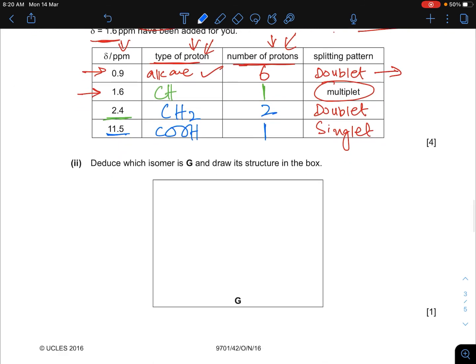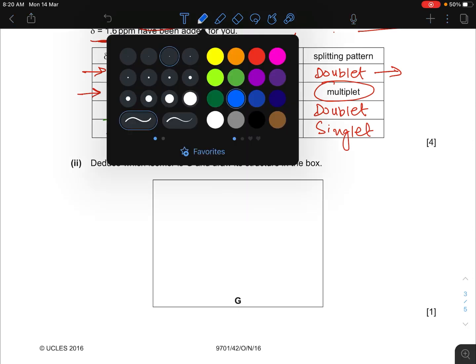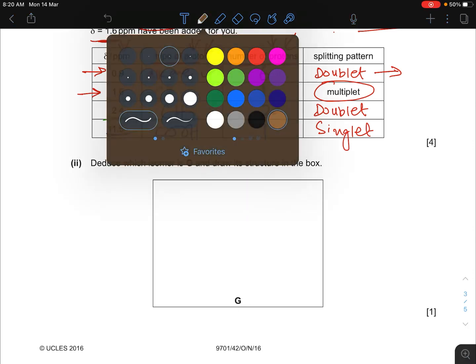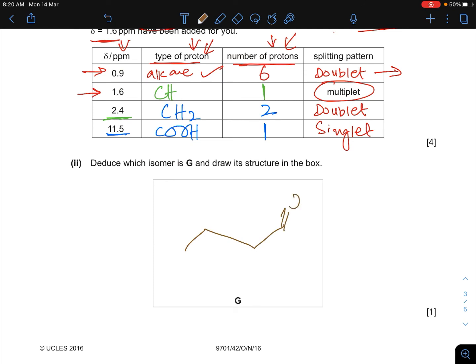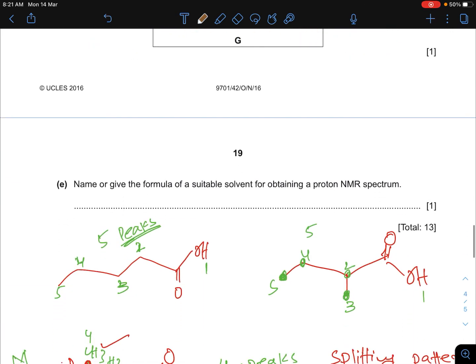Deduce which isomer is G and draw its structure in the box. We have already drawn the structure, so let's just draw it here as well. This is COOH and we have a branch here, right? So this is 3-methyl butanoic acid. And now the last part is to name or give the formula of a suitable solvent for obtaining a proton NMR spectrum. Normally in a proton NMR spectrum, the solvent we use is CDCl3. D is deuterium, the isotope of hydrogen, and it does not give any peak on proton NMR.